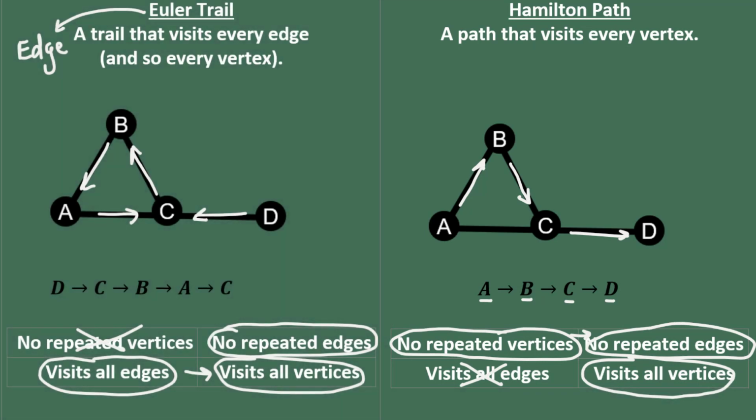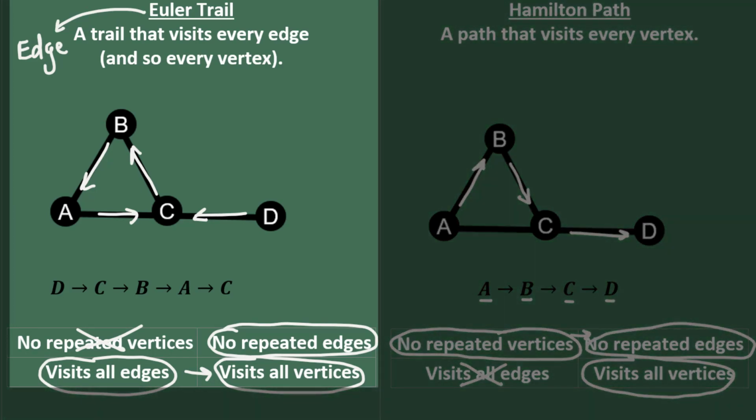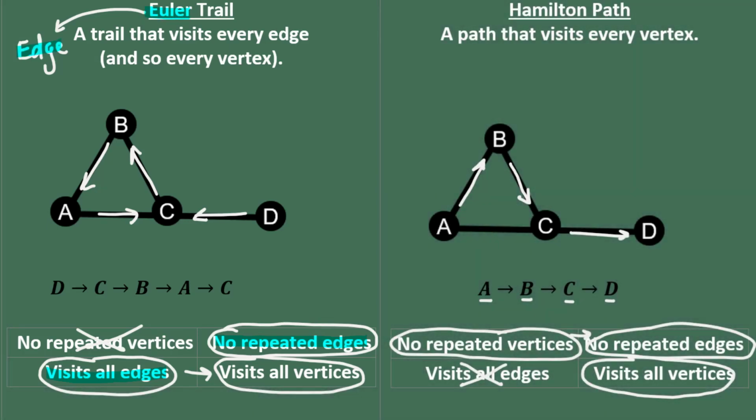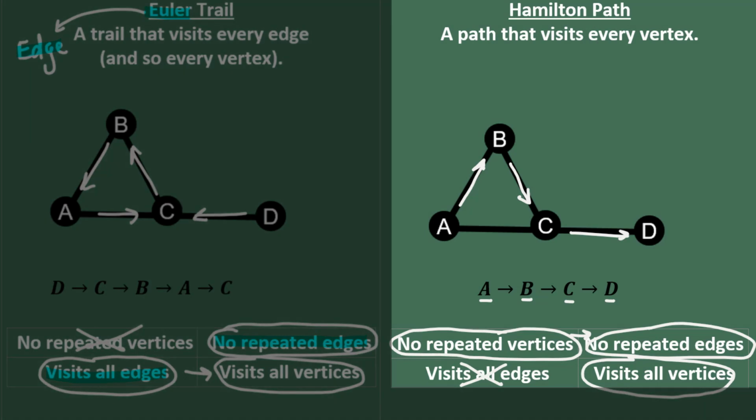It is possible to have a walk through a graph that is both an Euler trail and a Hamilton path, but it would have to have all 4 of these characteristics. We're going to look at some examples where we'll identify whether we have an Euler trail, a Hamilton path, both, or neither. The key to identifying Euler trails is to look for no repeated edges and to look for visiting all the edges. Remember, the E in Euler stands for edge. The key to identifying a Hamilton path is to look for visiting all the vertices but no repeating vertices.